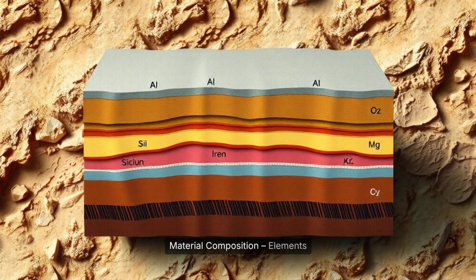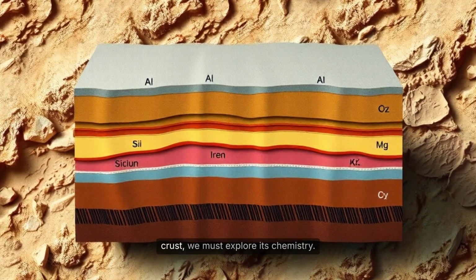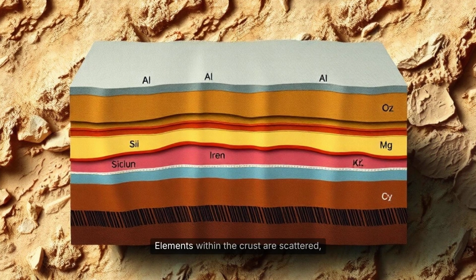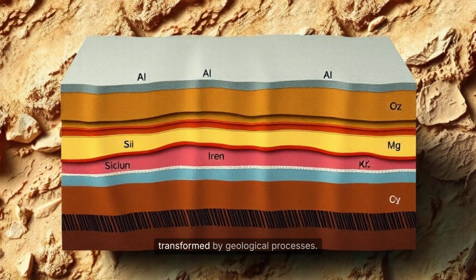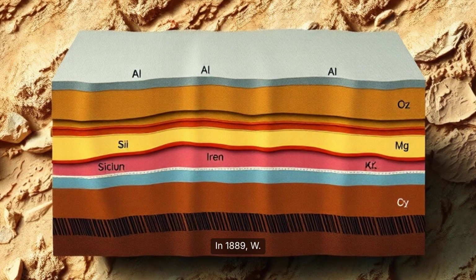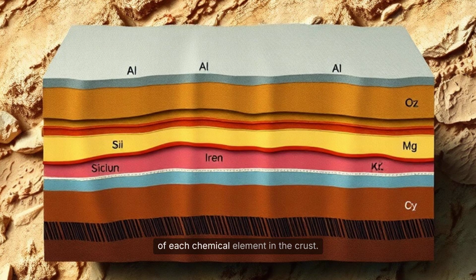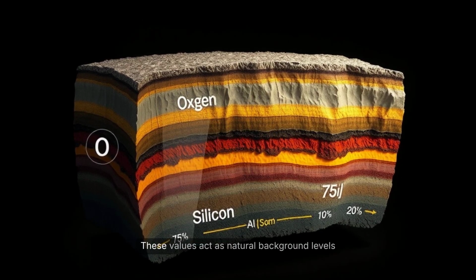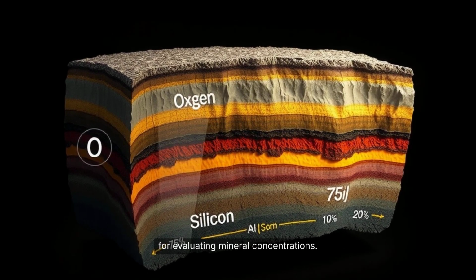Material composition: elements in the crust. To fully understand the crust, we must explore its chemistry. Elements within the crust are scattered, combined, and constantly transformed by geological processes. In 1889, Clark introduced the Clark value, representing the average abundance of each chemical element in the crust. These values act as natural background levels for evaluating mineral concentrations.